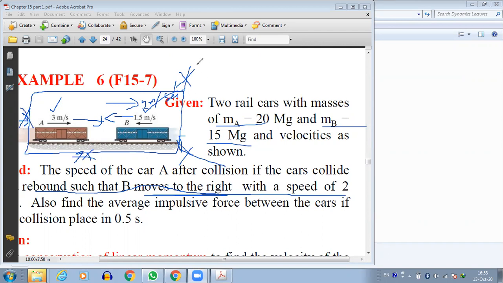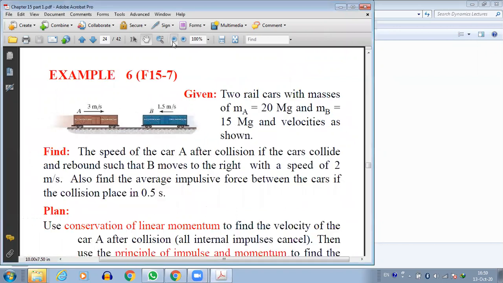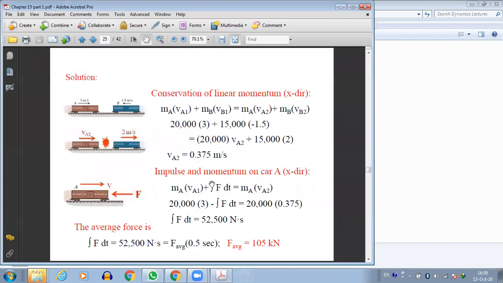Since the momentum is conserved, we will have ma va plus mb vb for the initial, and this equals ma va plus mb vb for the final. By this way, we can solve the first part of the problem. So it's ma va1 plus mb vb1 equals ma va2 plus mb vb2.